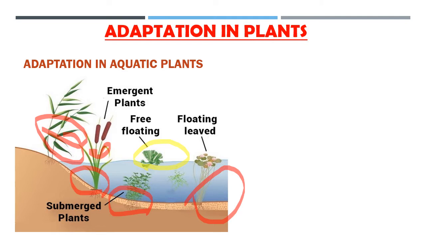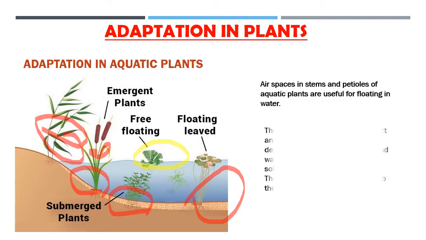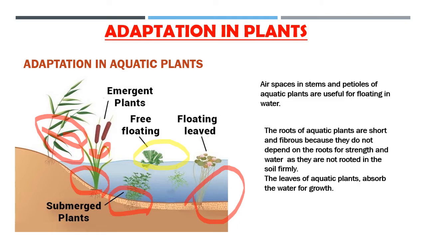Now you may have a question: why don't the leaves of these plants rot in water? The reason is these plants are covered with a waxy layer, and they have thin and slender leaves like a ribbon, which helps them to stand in fast water current. And how do they float? Because they have air spaces in the stems and petioles of aquatic plants, which are used for floating in water.